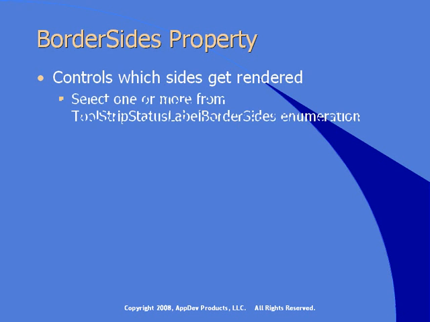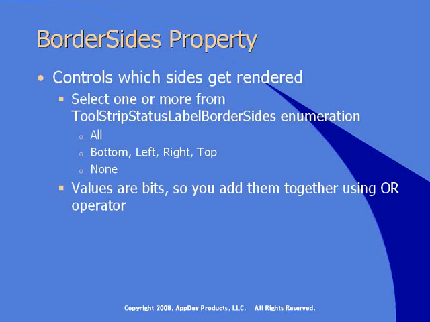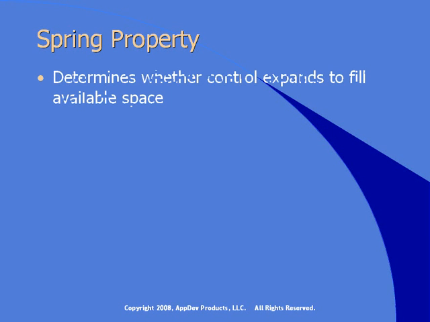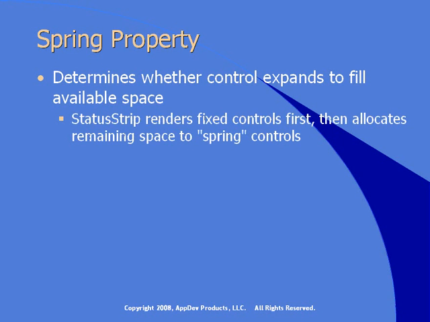You can select one or more from the tool strip status label border sides enumeration, including all, bottom, left, right, top, or none. You can combine bottom, left, top, right together to get one or more sides displayed. These values are bits, so you just add them together using your OR operator. The spring property determines whether the control expands to fill its available space. The status strip renders fixed-sized controls first, then allocates the remaining space to controls that have their spring property set to true. Let's look at some examples that demonstrate this behavior.